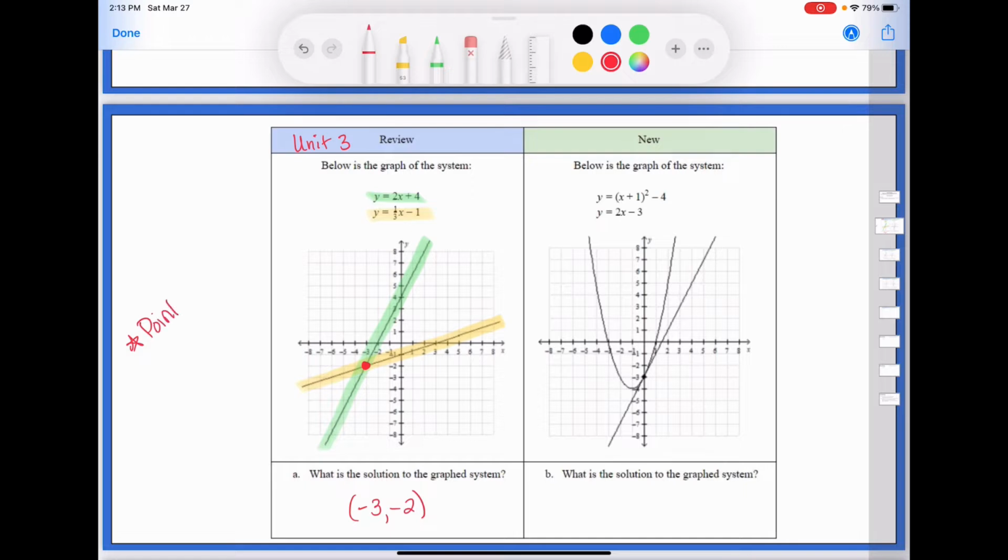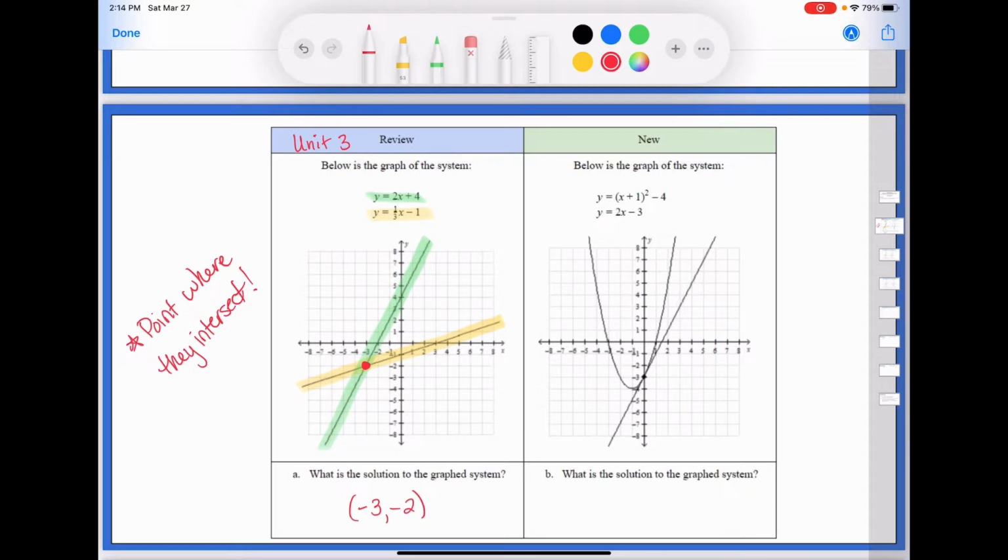Point where they intersect, right? Because those are values, that's an x and a y value that works for both equations. If it's on the green line, that x and that y work in the green equation. If it's on the yellow line, that x and that y work in the yellow equation. And I'm looking for that set of x and y's that work in both. So that's the point where they intersect.